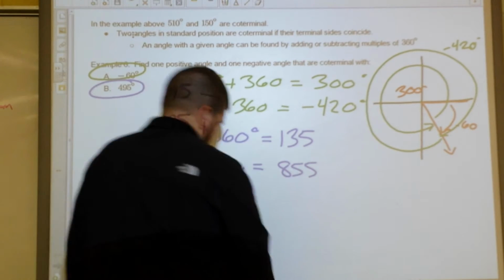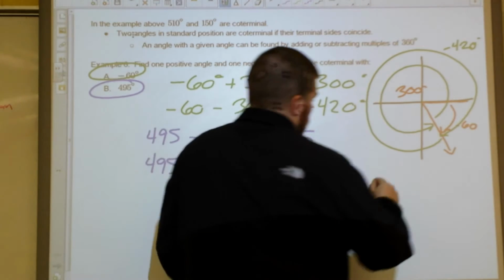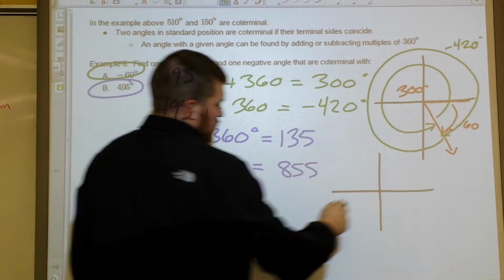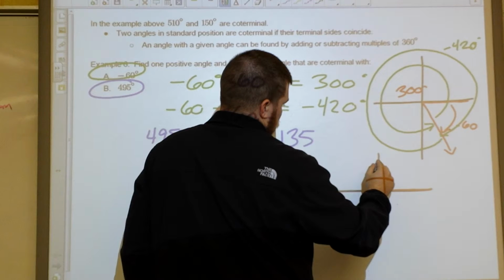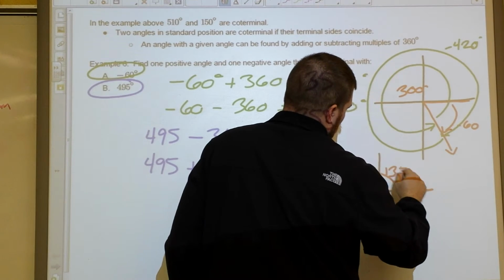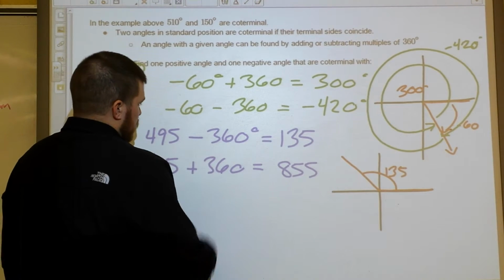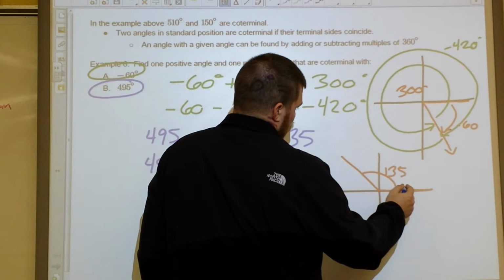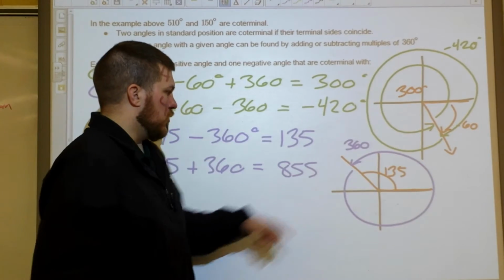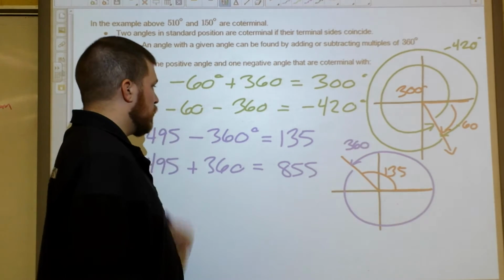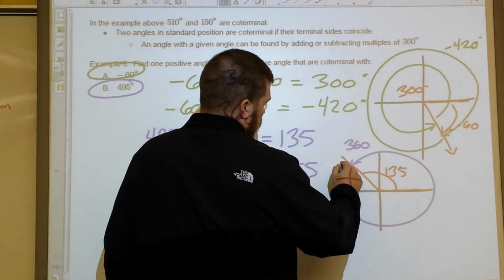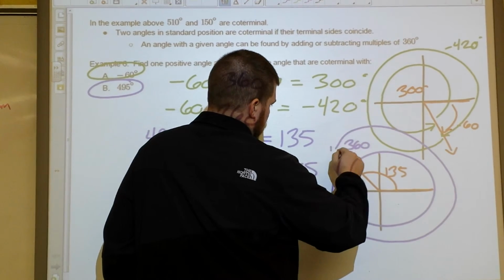All right, so again, if I draw a sketch of my angle, let's draw 135 first. So here's my initial side, here's positive 90, here's positive 180. So 135 is somewhere about right here. So this is 135, but if I wanted to get to 495, I would rotate around 360 degrees, because 135 plus 360 is 495.